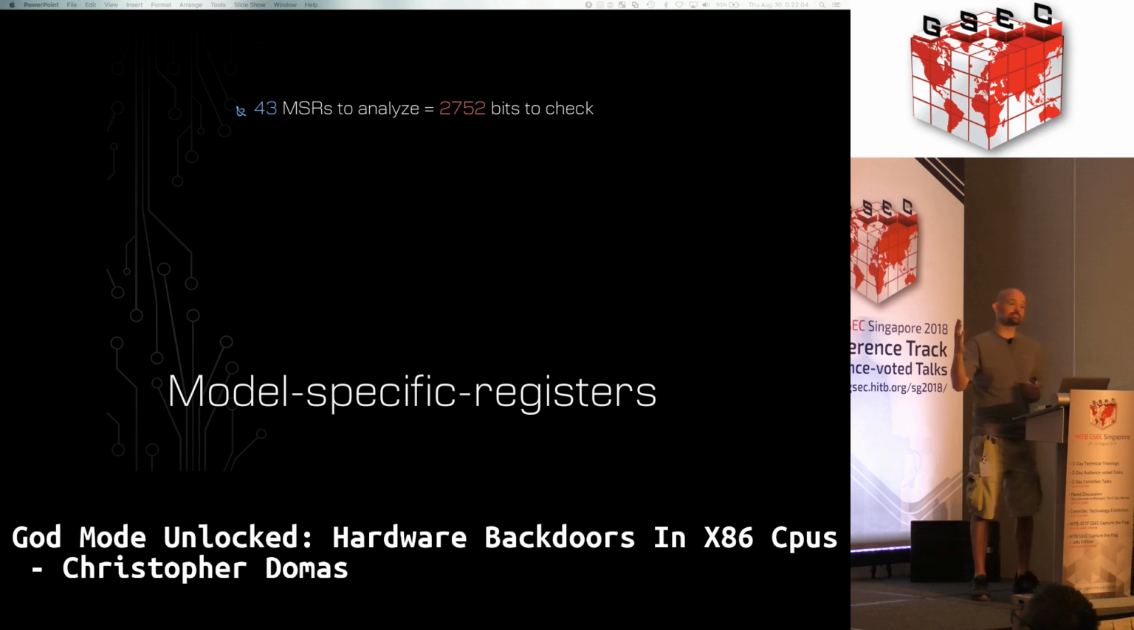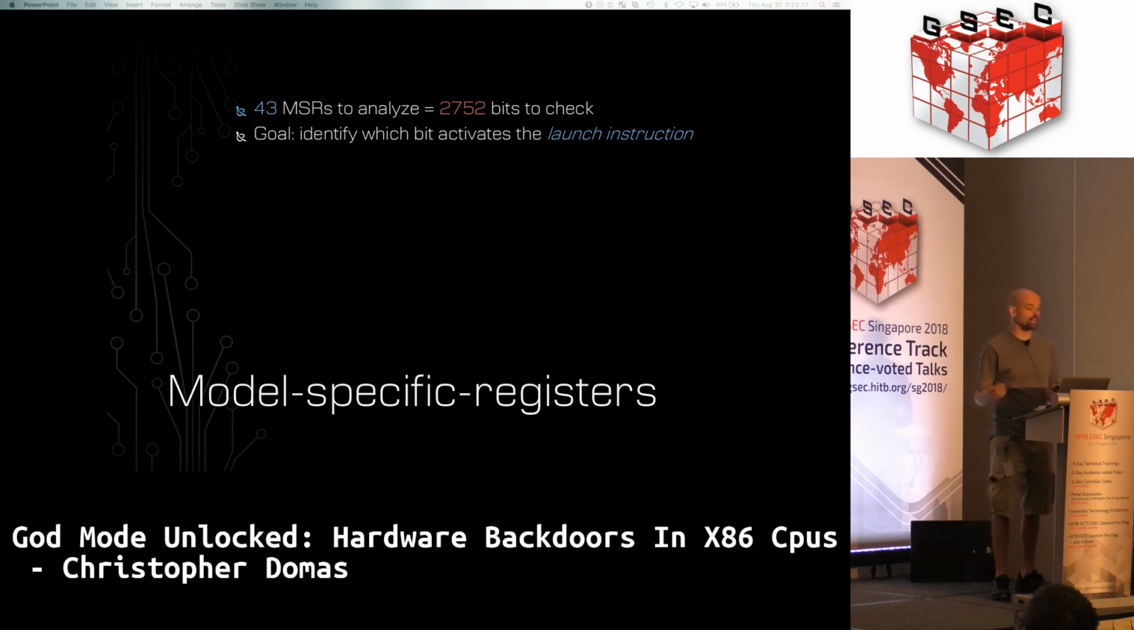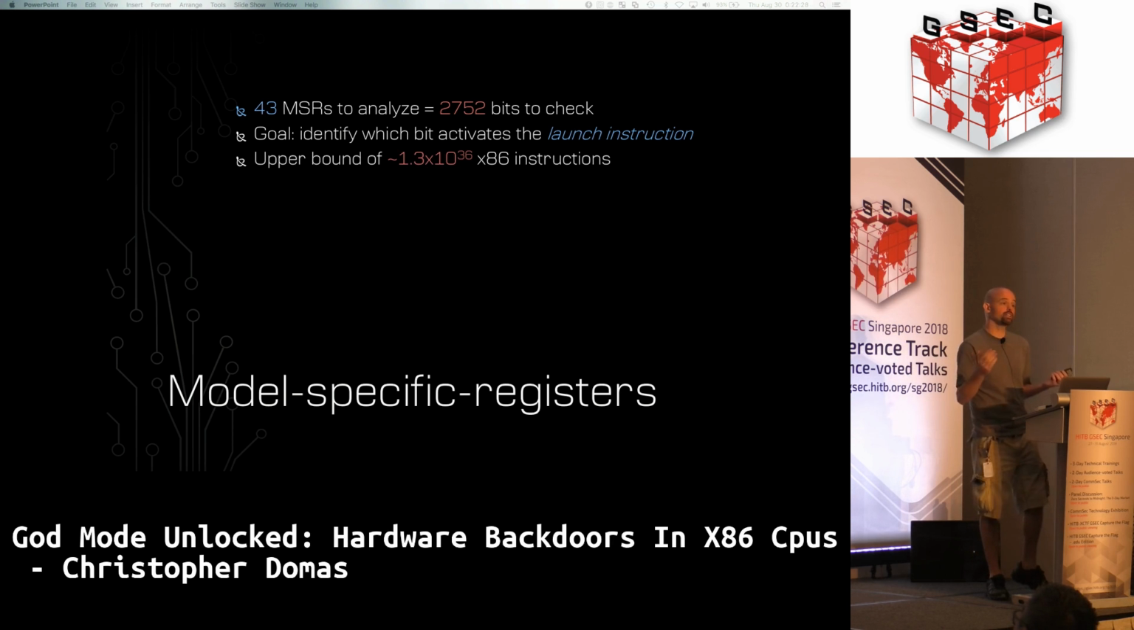I think one of the bits in one of these model-specific registers is going to enable this alternate core on the processor, but each of these registers is 64 bits wide. That means I still have 2752 bits to check. And what I'm trying to figure out is which of these bits is going to activate this new x86 instruction, this launch instruction that the patents hint at. So in other words, I want to activate one of these MSR bits, and scan through the x86 instruction set to see if any new instructions have appeared.